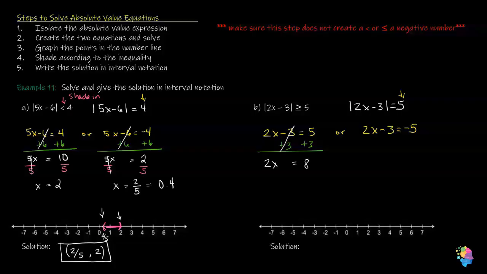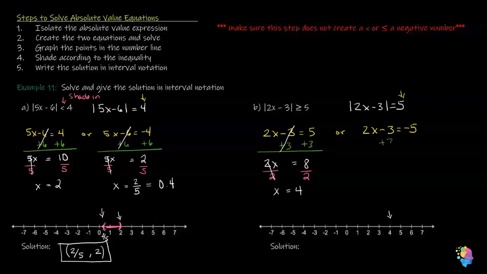We're not done. We need to divide by that 2 that is multiplying x. So from left to right, 2 divided by 2 is 1x, or just x. And on the right side, 8 divided by 2 will give you 4. So we mark the 4 in the number line. We move to the second equation.